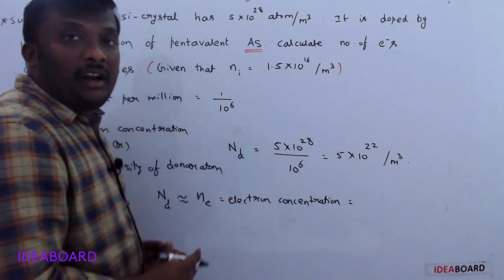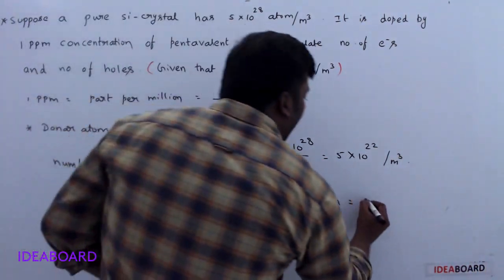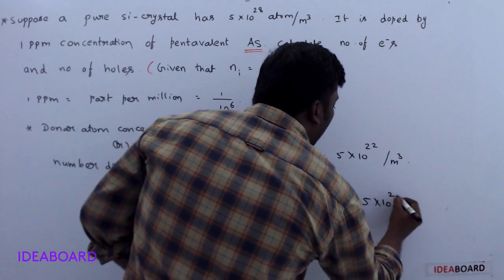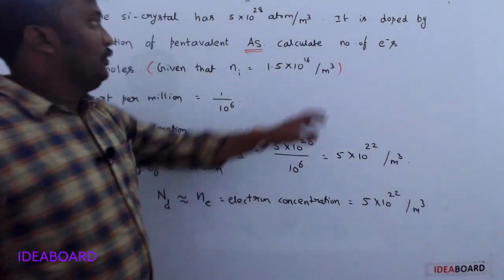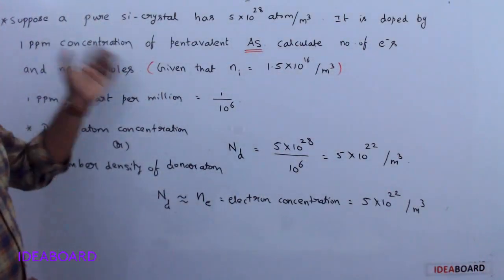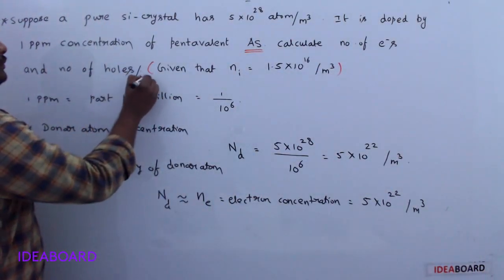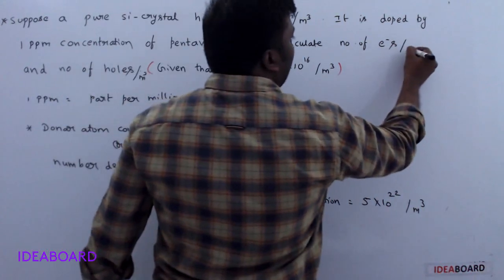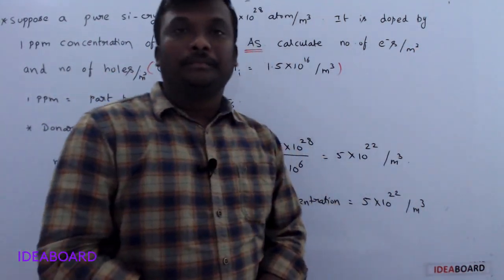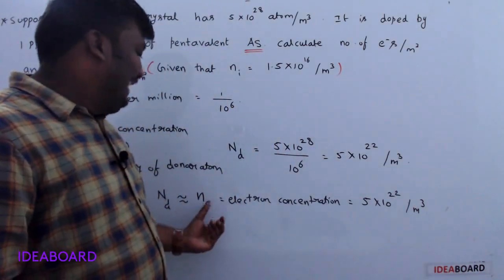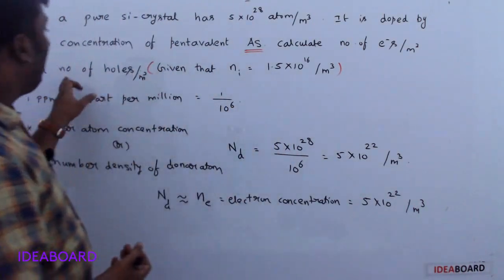So the number of electrons per meter cube is asked. That value is nothing but 5 into 10 power 22 per meter cube. So the number of electrons per meter cube is 5 into 10 power 22. Understand? This is Ne. But Nh is also asked now.